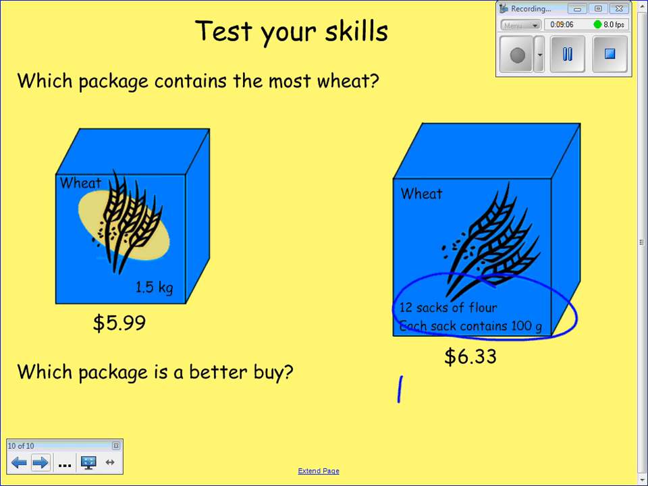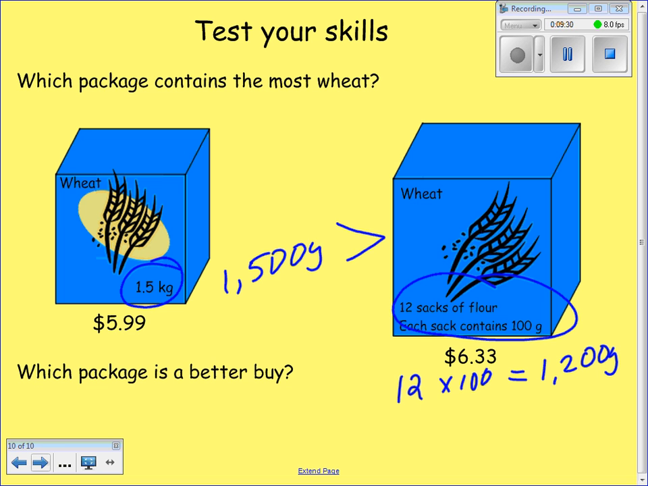So if we have 12 sacks times 100 grams, we have 1,200 grams for $6.33. Let's compare that to 1.5 kilograms, which is 1,500 grams for $5.99. So again, we have a greater amount of wheat for less money. This is comparing units.